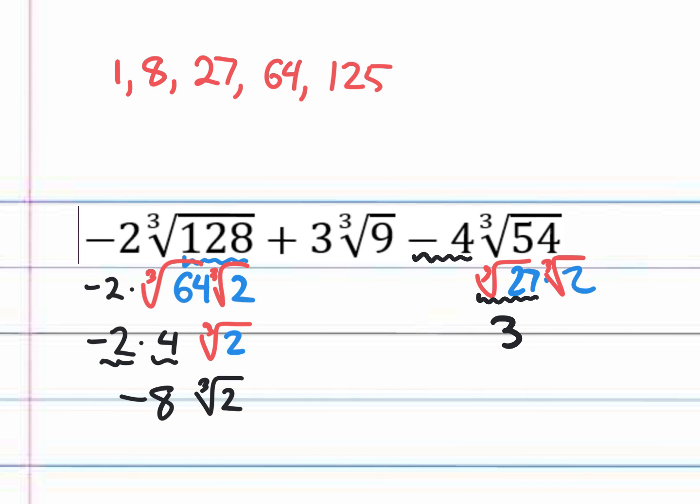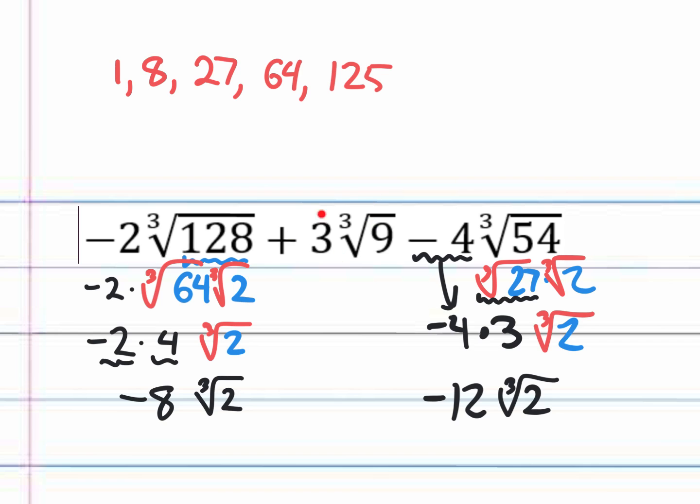Don't forget about this minus 4 that's out here in the front. So it's really a minus 4 times 3. And of course, the cube root of 2, you can't simplify it, so we're just going to bring it down. So let's now finally multiply negative 4 times 3. That'll give us negative 12. And the cube root of 2 stays the cube root of 2.